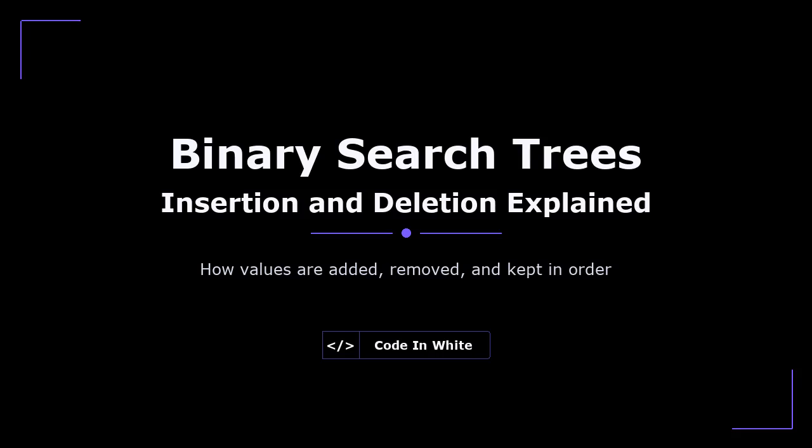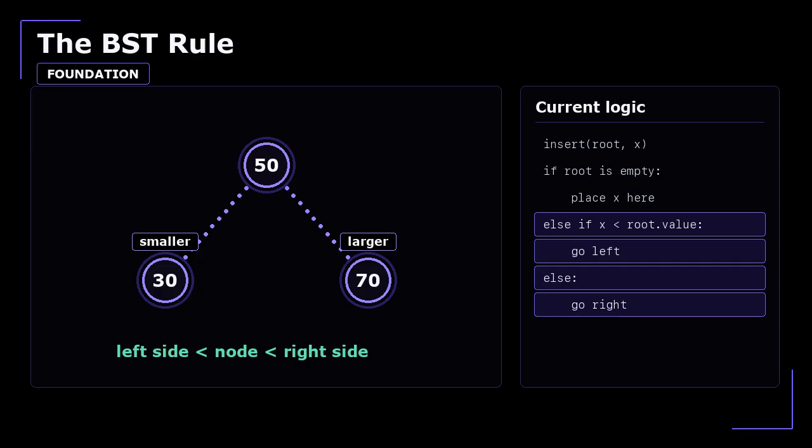So today I'm going to explain insertion and deletion in a binary tree. At first, binary trees can look kind of confusing because there are so many branches and nodes everywhere, but the actual logic behind them is pretty simple once you break it down. In a binary tree, every node follows one rule. Smaller values go to the left and larger values go to the right. That's basically the whole reason the tree works.